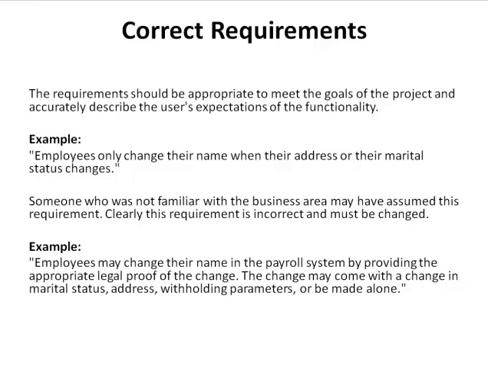The correct example would be, employees may change their name in the payroll system by providing the appropriate legal proof of the change. The change may come with a change in marital status, address, withholding parameters, or may be made alone. So this tells you what things can be changed in conjunction, what can be changed on its own, and the fact that there is a business rule here that they have to have legal proof of the change. So that is a correct requirement.